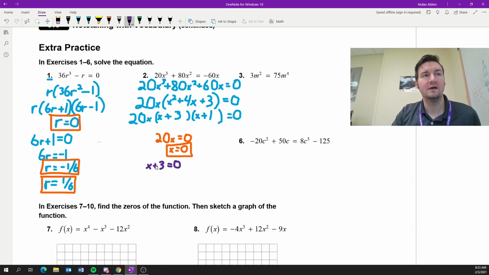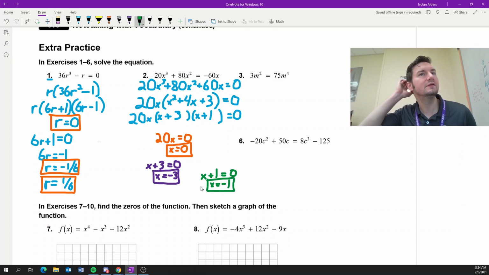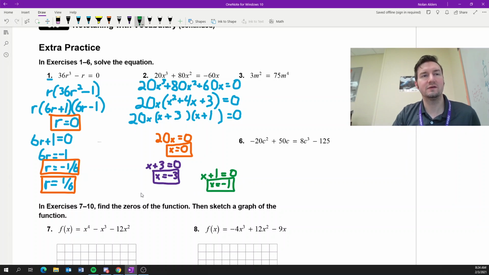And we can see we subtract the 3, x will be negative 3. So there's another solution. And then finally, let's do the x plus 1. So x plus 1 equals 0. Subtract the 1, so x will be negative 1. And there's our third solution. There aren't always 3 solutions, but there were for these first 2 examples.